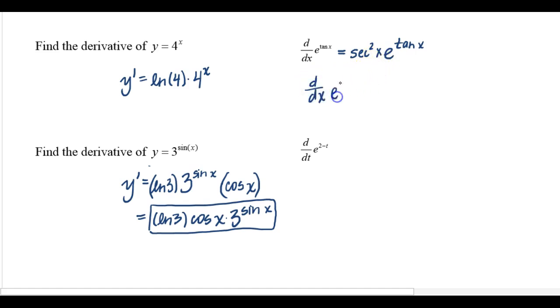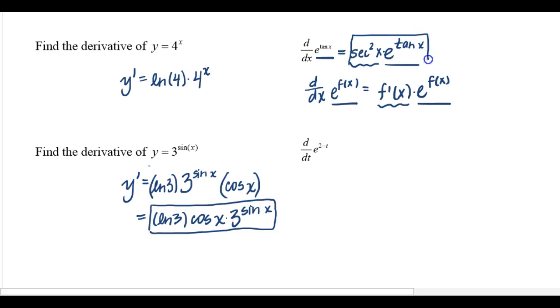If I have e to the f of x, it's going to be f prime of x times e to the f of x. So I just basically repeat the whole entire function. So you'll see there's e to the tan x, there's e to the tan x, and then the derivative piece, it doesn't have to go in front, but I went ahead and followed the rule that we saw previously where the derivative goes in front. So this is my solution: secant squared x times e to the tangent x.